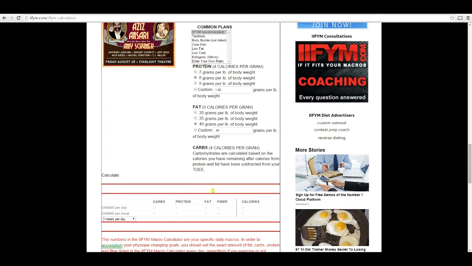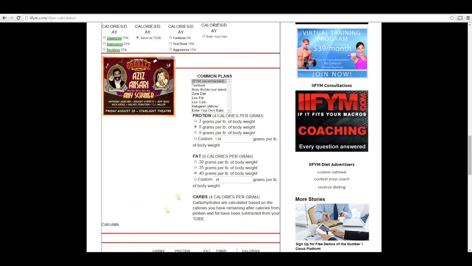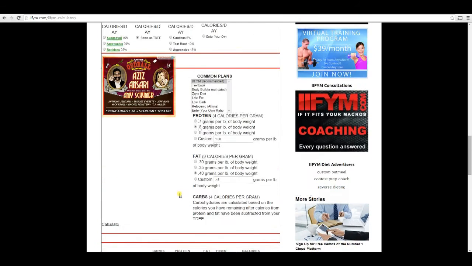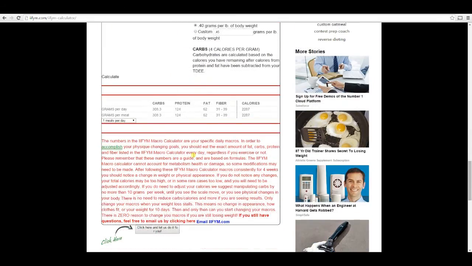How you get them to pop up is, once you've filled all this stuff out, you click calculate, and bam, there we are. Now, I'm going to set this to 1 meal per day because, quite frankly, meal timing doesn't matter that much for you, so don't worry about that. Just worry about these numbers. So focus on the grams per day row. All these numbers are based on your individual body. So don't fill all this stuff in based on what I put in here.